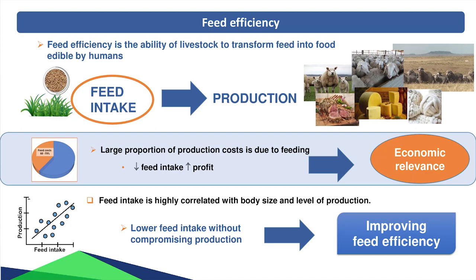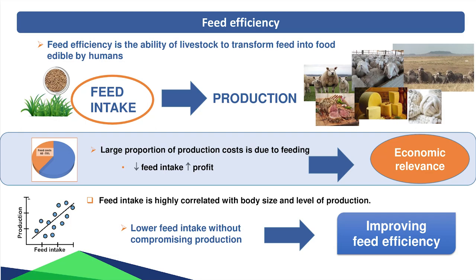So why is it so important? We know that a large proportion of the production cost is explained by feed cost. So it's directly related, not only by the price of the feed, but also by the level of feed. So by reducing the feed intake of the animals, we're going to have a huge impact in profit because, as you may not read because it's too small, here it says between 60 and 70% of the total cost is explained by feed cost.